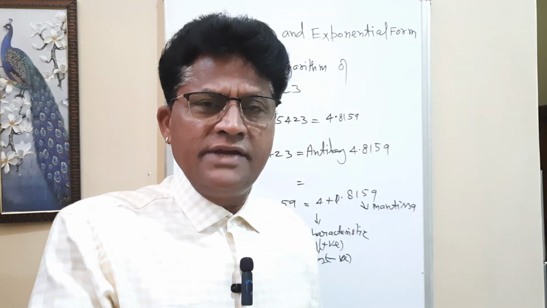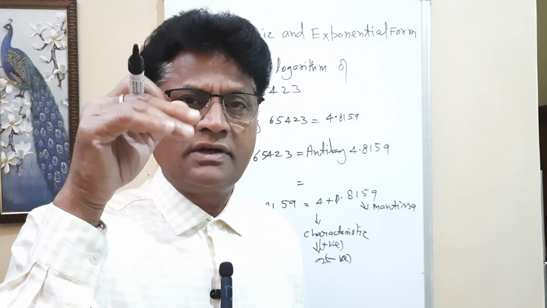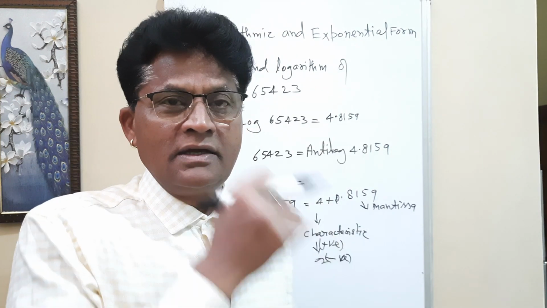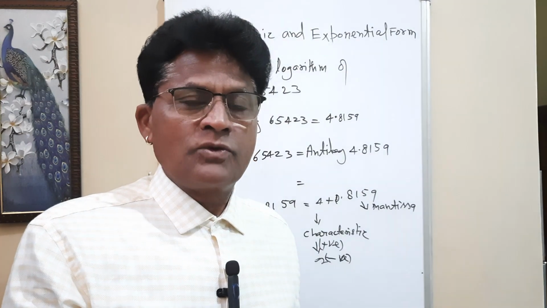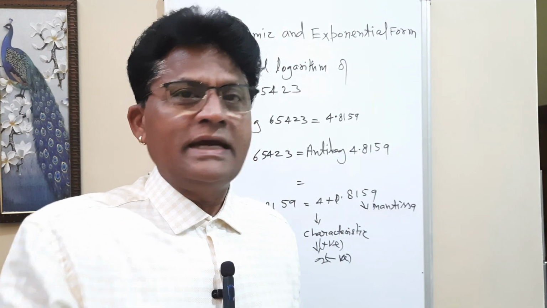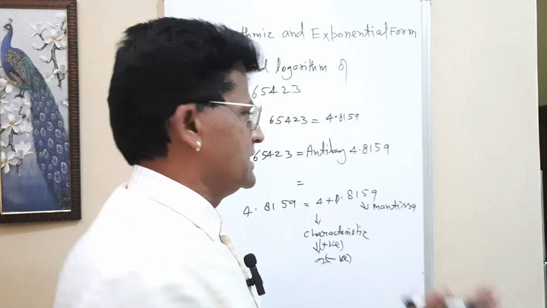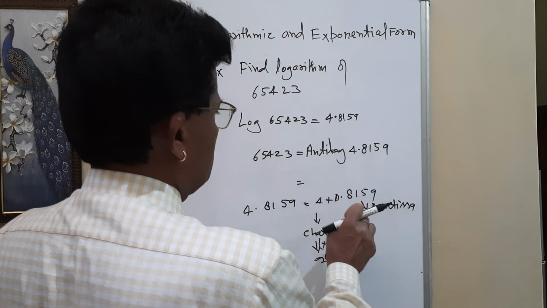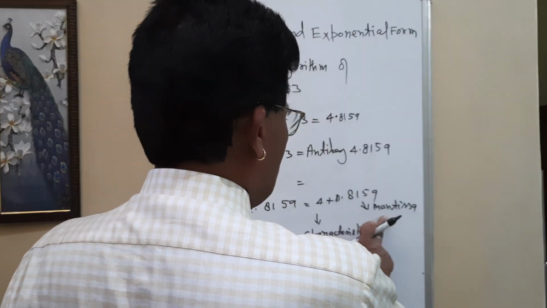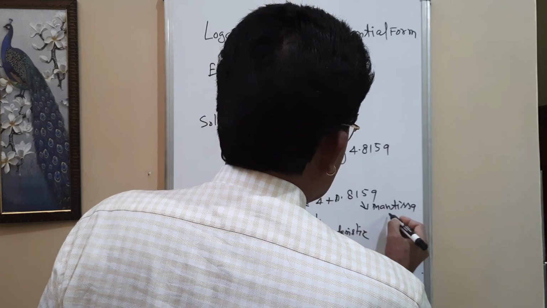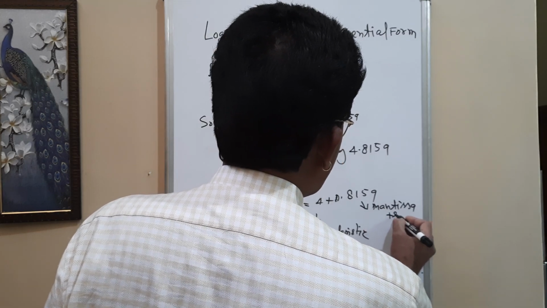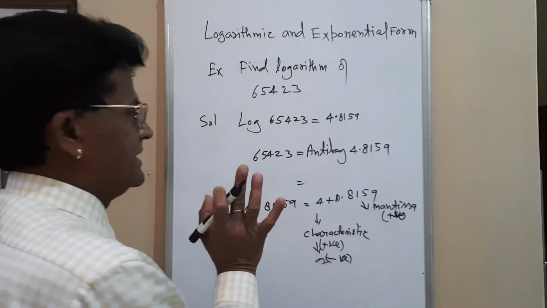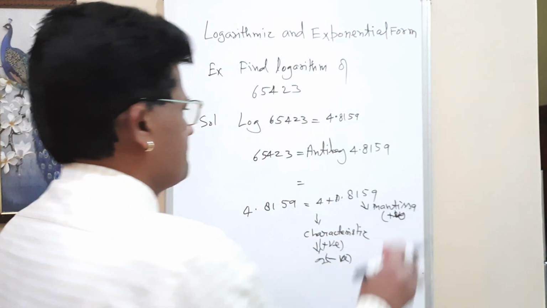Generally, we use this in chemistry practicals or in the chemistry subject to calculate the values, to find out the log and antilog. Alright, that is why you see, this is the characteristic and this is the mantissa. Mantissa is this one. Mantissa always will be positive. And the characteristic may be positive or negative.